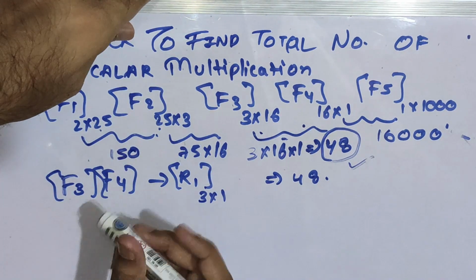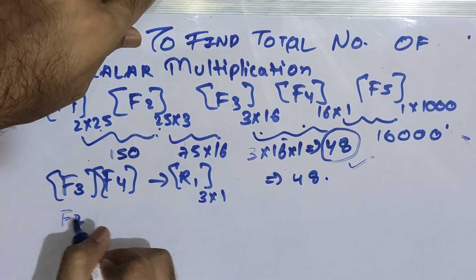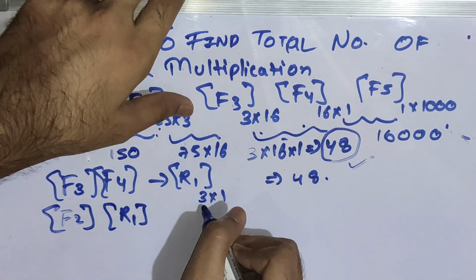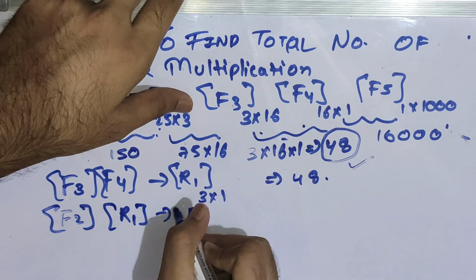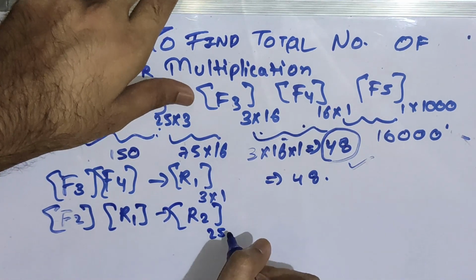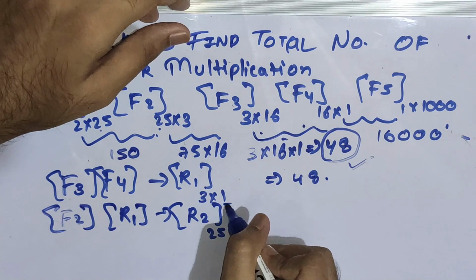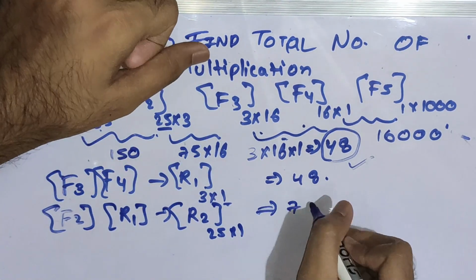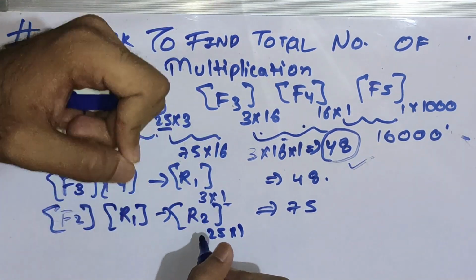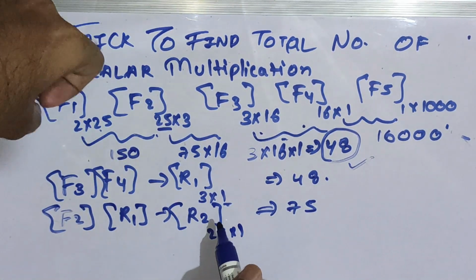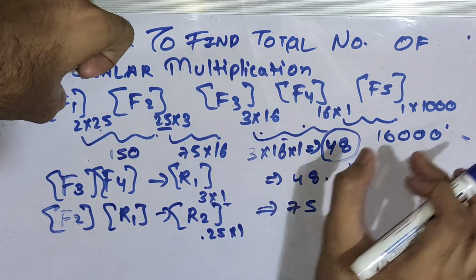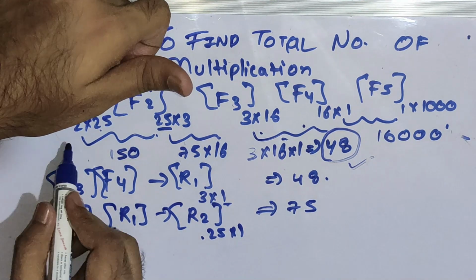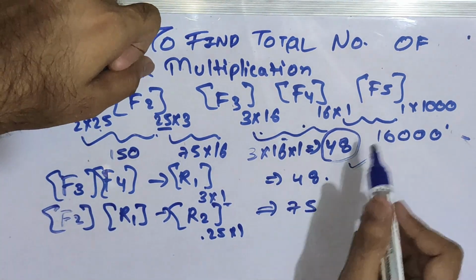So the second matrix multiplication we will do is f2 with r1. Okay, f2 is 25 by 3 and r1 is 3 by 1, so the resultant r2 matrix will be of 25 cross 1, right? And the scalar product will be 25 into 3 into 1, so basically 75. Now check which matrix can be multiplied with r2. Here you can see you can multiply f1 with r2, and again you can multiply r2 by f5. Obviously f1 and r2 will give you the lower product, 2 into 25 into 1, so basically 50, and the other will give 1000.